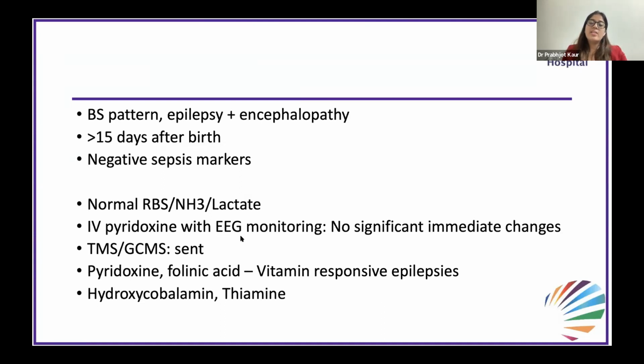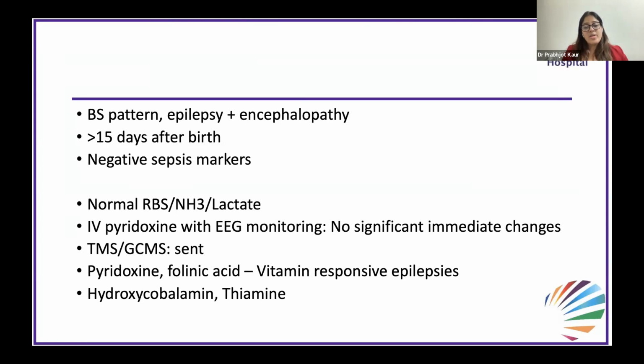We gave IV pyridoxine with the EEG monitoring, but we did not see any significant immediate changes in the EEG, which usually we do expect in case it is a pyridoxine-dependent epilepsy. We sent for TMS and GCMS. We started the child on pyridoxine and folinic acid, considering it might be a vitamin-responsive epilepsy.